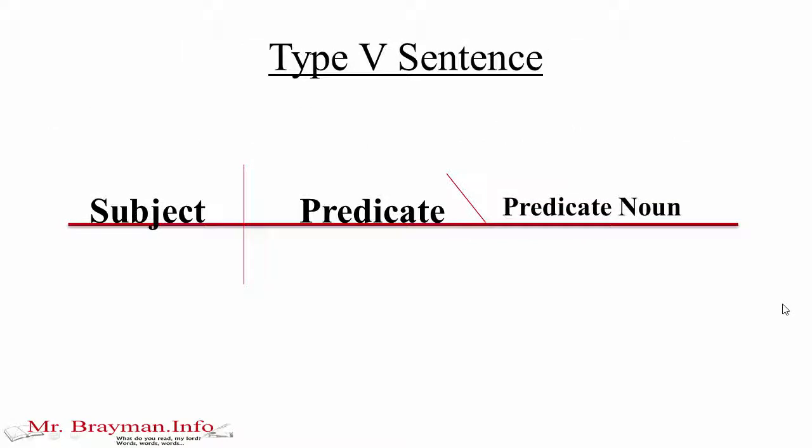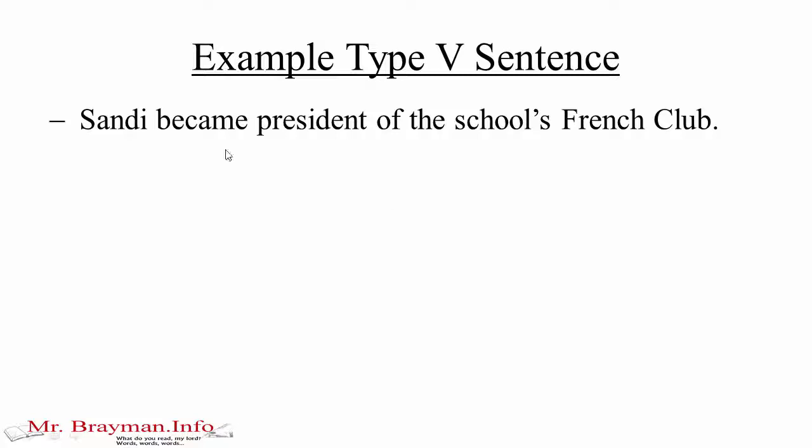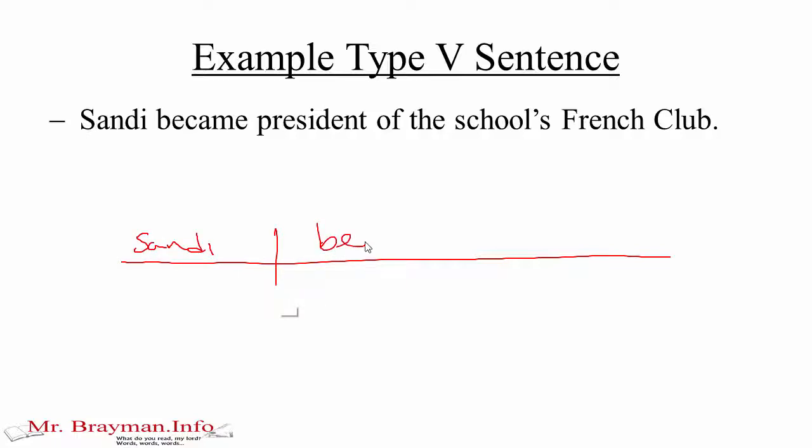All right, so let's move on to the type 5 sentence. And you'll notice this one looks exactly like the type 3 sentence. Once again, the only difference here is the linking verb in the predicate slot. Otherwise, the sentence is exactly the same. Right, so Sandy became president of the school's French club. Sandy became... She became what? She became president. There we go.